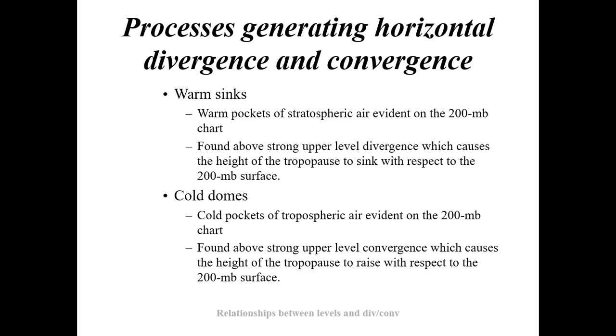Cold domes, on the other hand, are cold pockets of tropospheric air that are evident on the 200 millibar chart at 40,000 feet, found above strong upper level convergence, which causes the height of the tropopause to rise with respect to the 200 millibar surface. So cold domes are associated with your damper effect, where you have strong upper level convergence or the addition of mass, sinking air motion from there, cold domes occur.